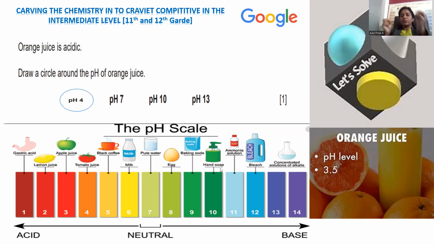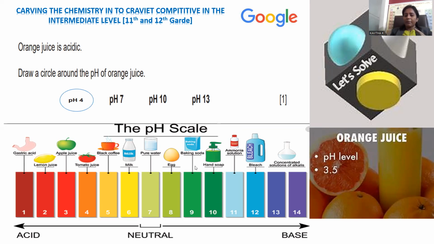Okay, so it's very simple to understand that whatever cleansing agents we are using at home for floor cleaning, cloth cleaning, or else glass cleaning, any type of furniture, whatever kind of things we are using, generally they are basic in nature. Whatever we are consuming as food materials are acidic in nature. From this table only we can clearly analyze.